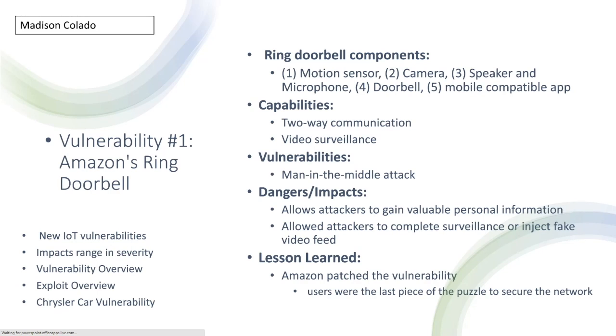New vulnerabilities are constantly being discovered within the IoT, and their impacts range in severity from minor to critical risks. A quick overview of vulnerabilities and exploits. IoT vulnerabilities are weaknesses within a device's hardware, software, or network configuration that allows unauthorized access to the system. IoT exploits, on the other hand, take advantage of that vulnerability and act on it. Exploits have the potential to cause minor inconveniences like server outages to life-threatening events, such as car crashes.